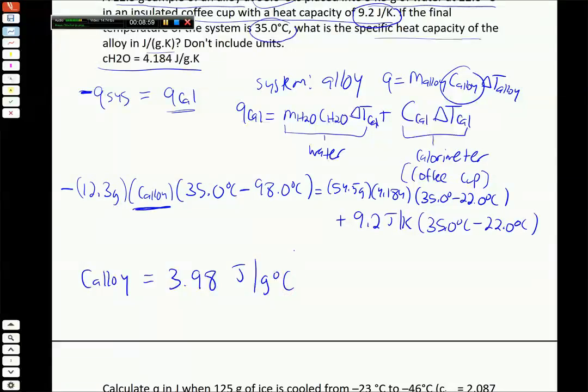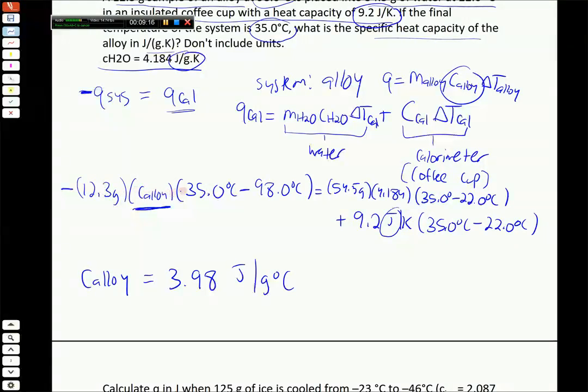Okay, so everything in this problem, we need to make sure that all the terms are in joules. So this is our heat capacity of the calorimeter, which is in joules. 4.184 is in joules per gram Kelvin, and that gives us then the answer in the correct unit. So that's what I got for this one. Hopefully I did my algebra right, because I did that quickly, but this is how you set it up.